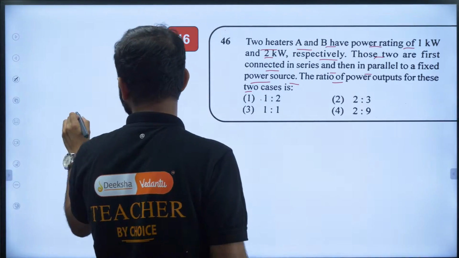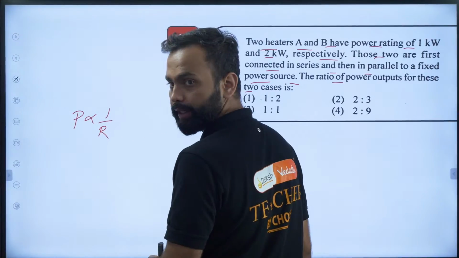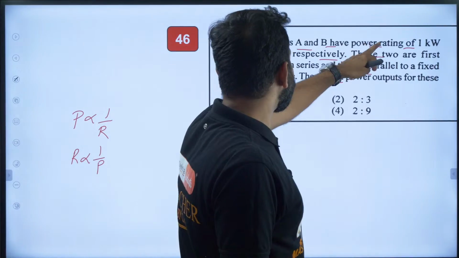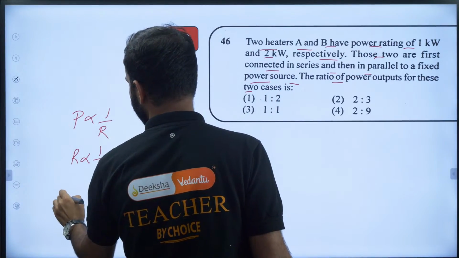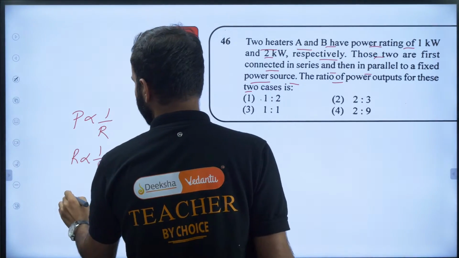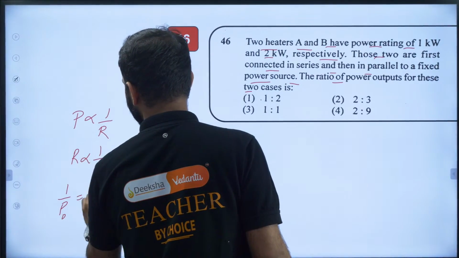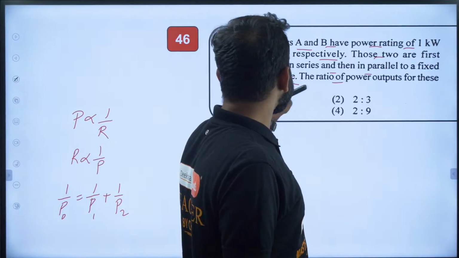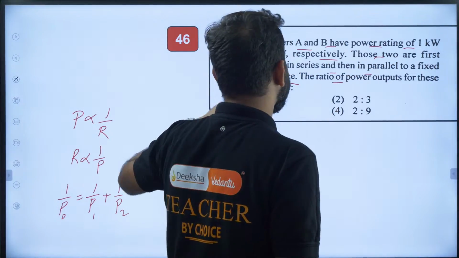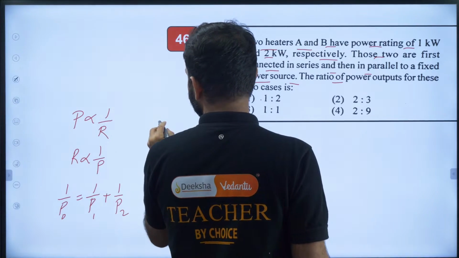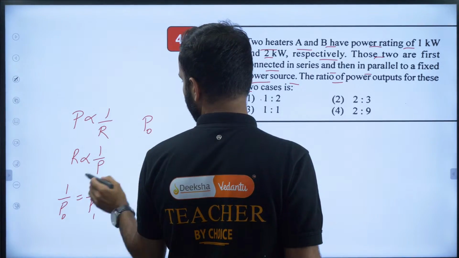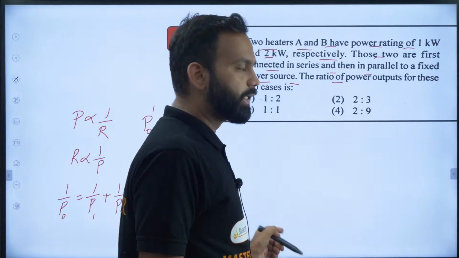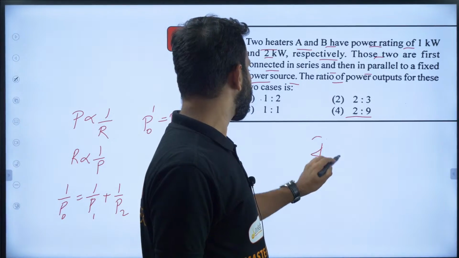Here we know that power is inversely proportional to R, or R is inversely proportional to power. Initially these two are connected in series, so output power will be 1 by P output equal to 1 by P1 plus 1 by P2. Then these two heaters are connected in parallel, so in parallel output power P0 dash is equal to P1 plus P2. Then take the ratio, you will get 2:9. So the correct option is the fourth one.